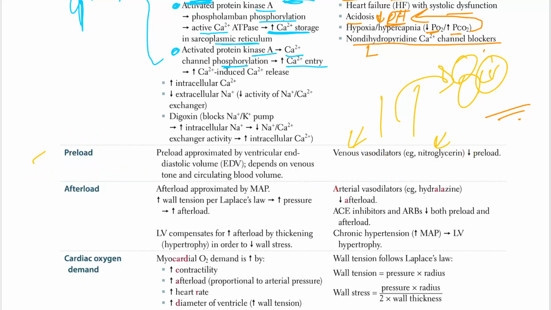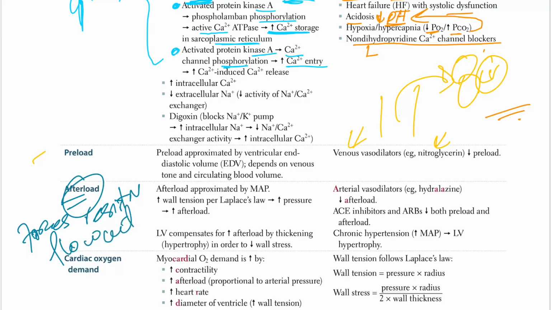Okay, looking at the next one, what do we have? That's the afterload. Afterload is the forces resisting flow out of the left ventricle. So the afterload is approximated by MAP, mean arterial pressure. So if you increase the wall tension per Laplace law, you will increase the pressure.